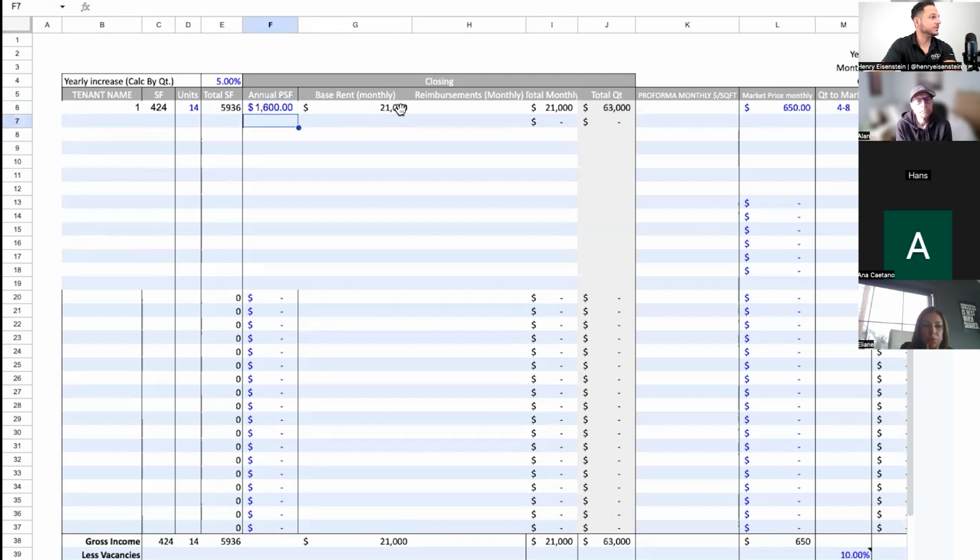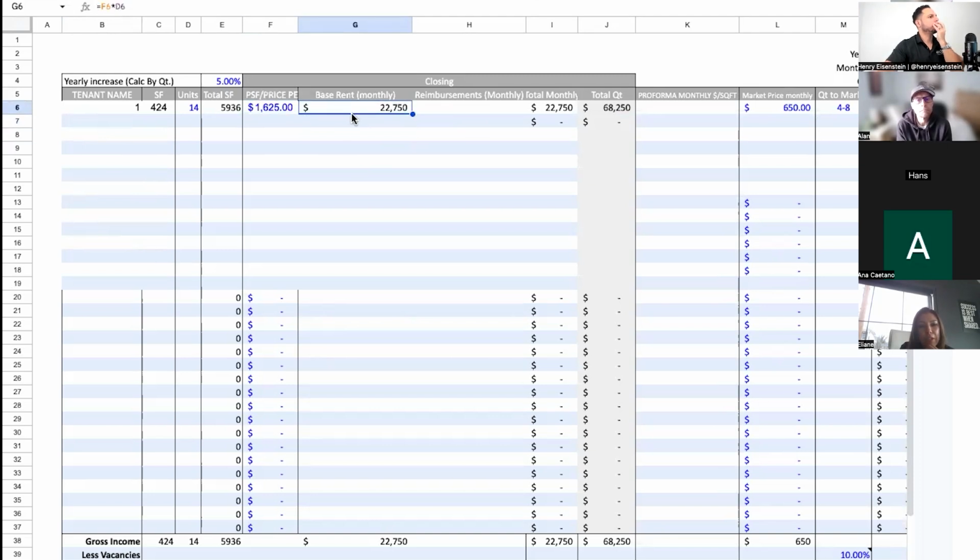We're trying to get to 22,800. All right, so we're going to do 1,620, 1,625. This is roughly where the income is right now. We say 22,830, so we're right around there. Do we believe this is about where market is, 1,625 a door?